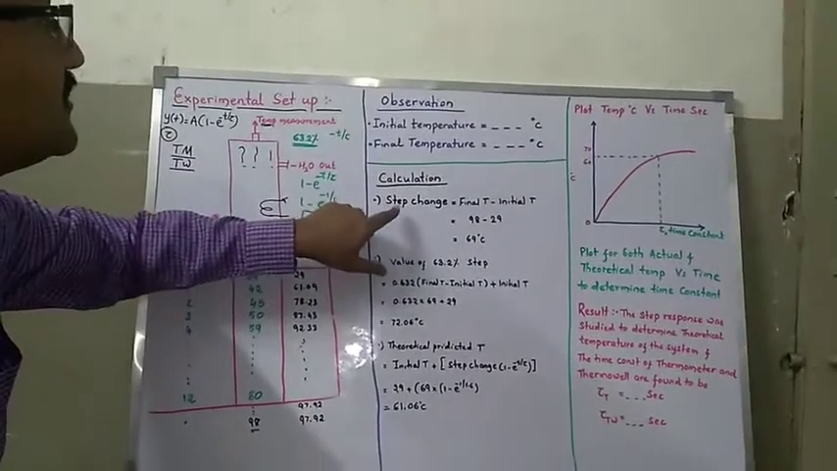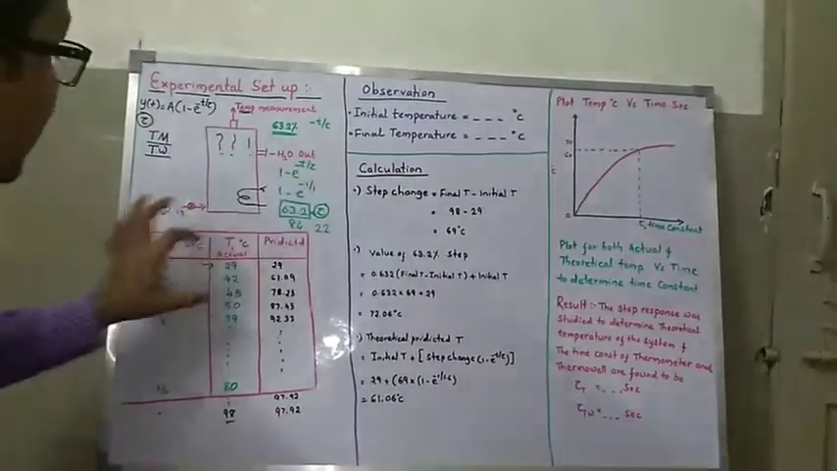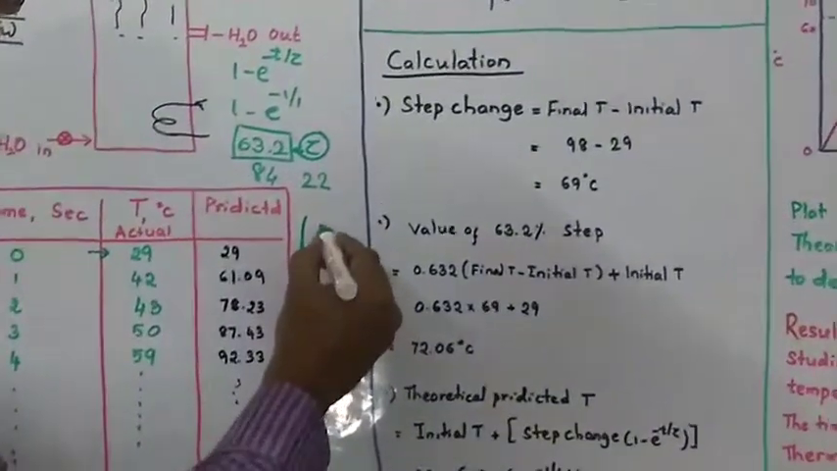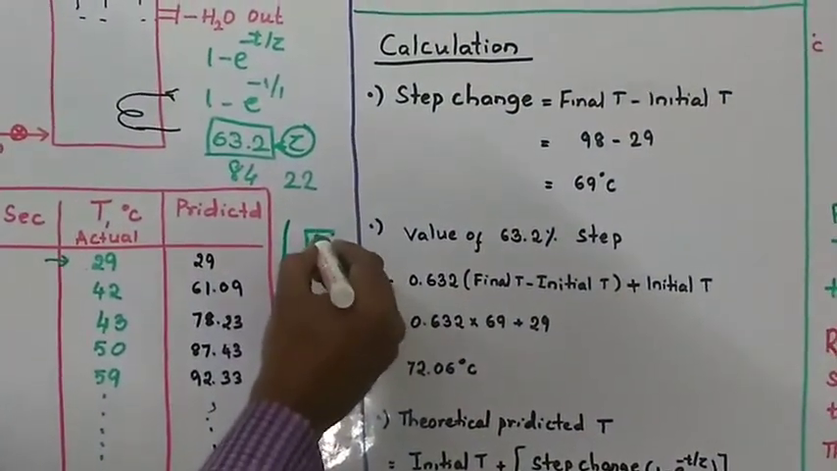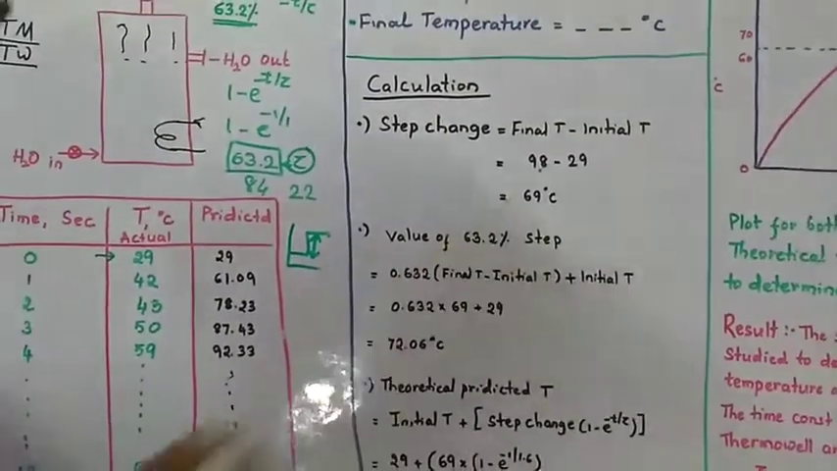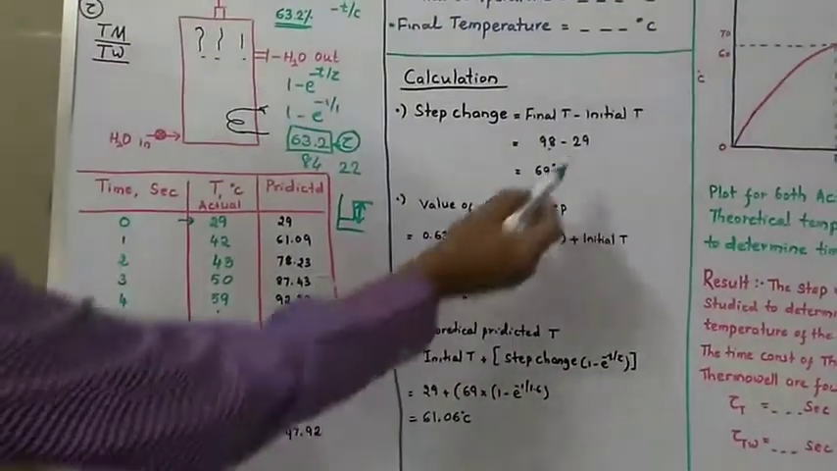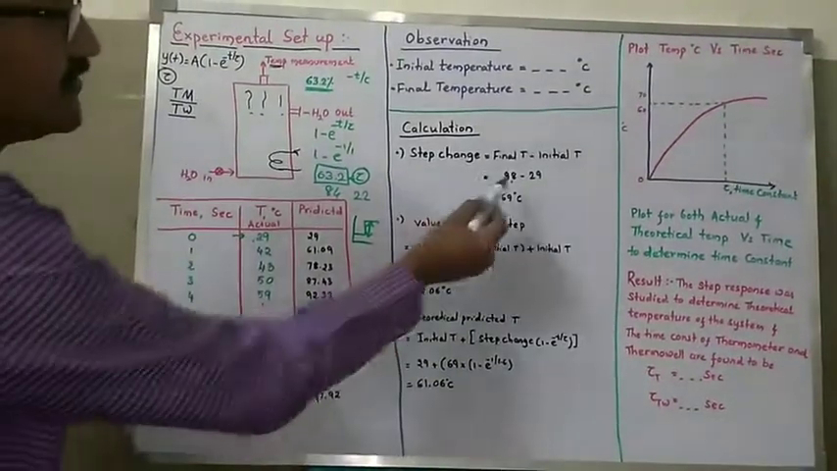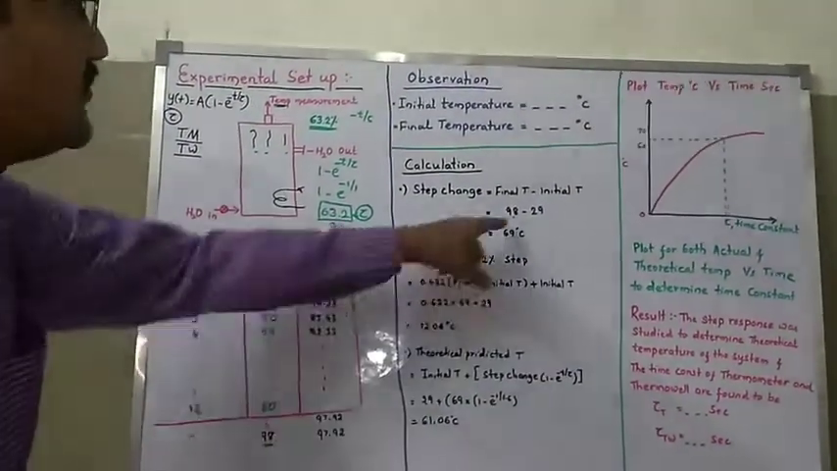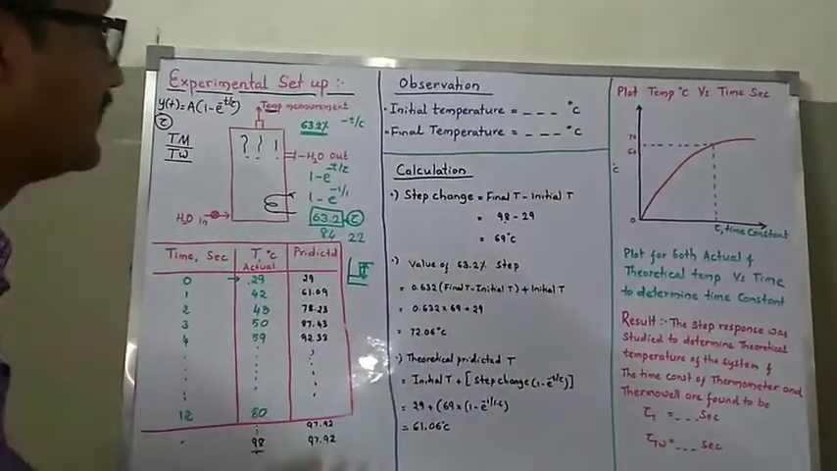Very simple calculation. What is the step change? Step is the magnitude of change, from initial to final. So this is the magnitude of the change. 98 is the final value, 29 is the first value, 98 minus 29 is 69. You check. Okay, I have written it.